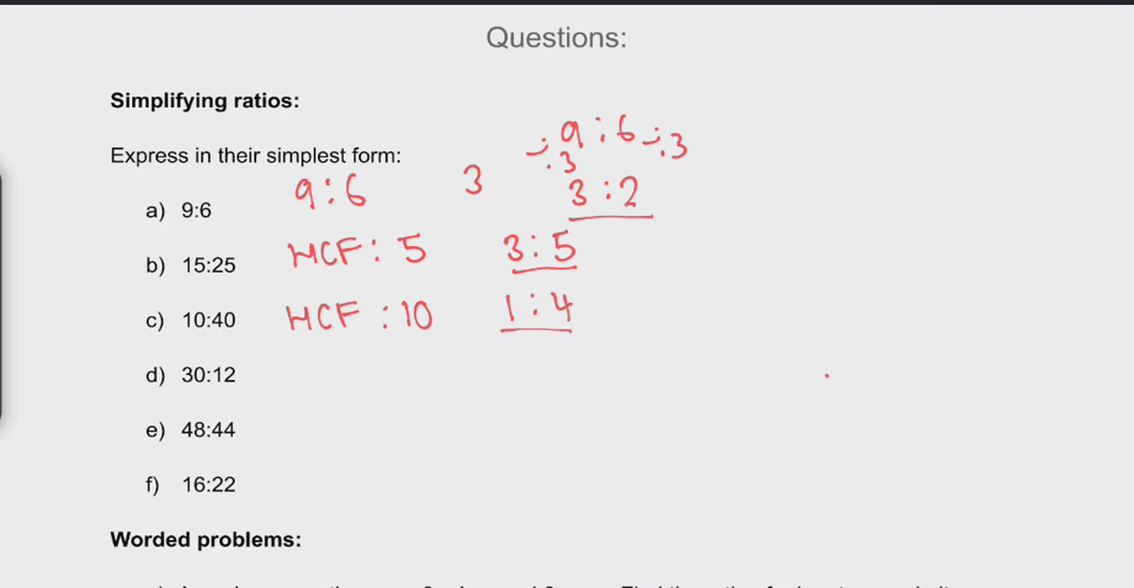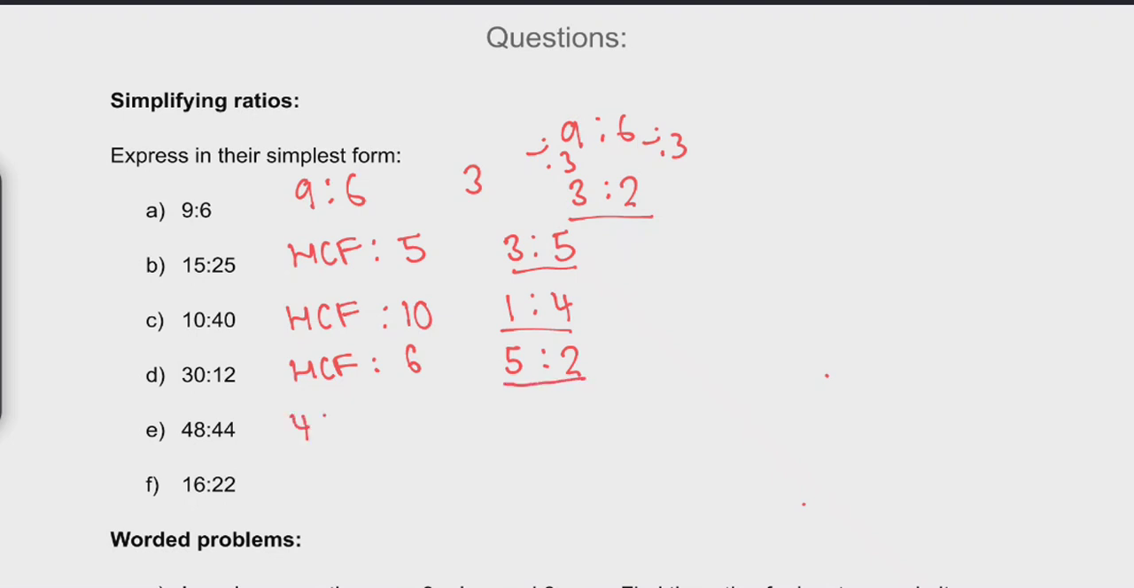Okay, the next question is 30 to 12. What is the highest common factor here? Let's try 6. Okay, what is 30 divided by 6? Well, that is going to be 5. And what is 12 divided by 6? That is going to be 2. So that leaves us with our final answer of 5 to 2.